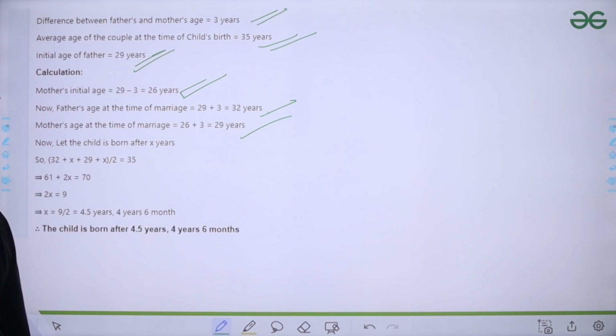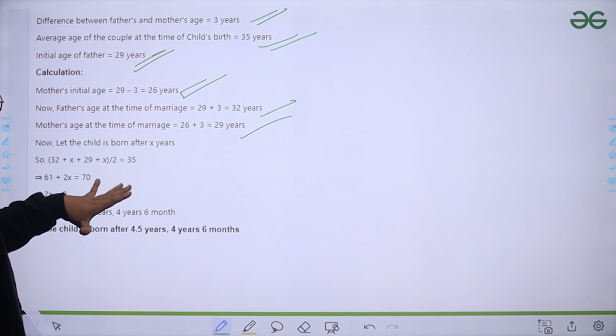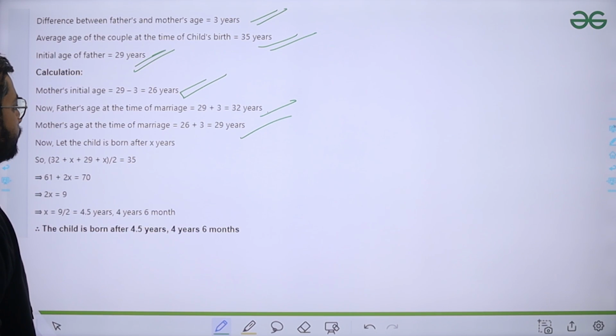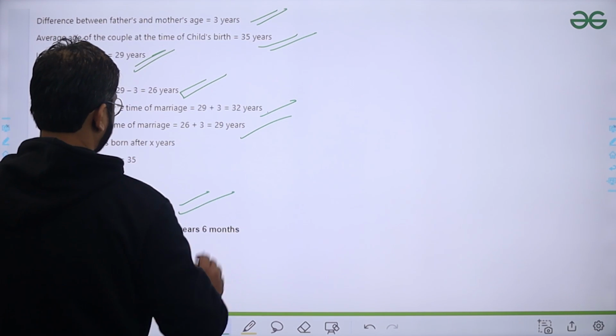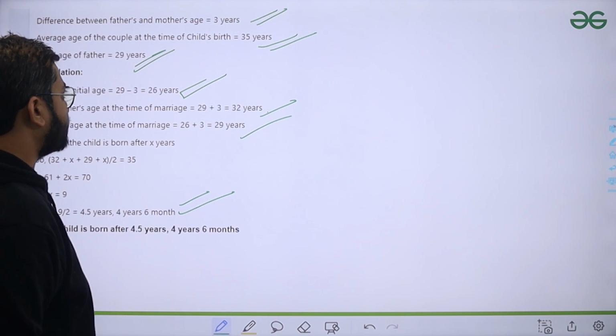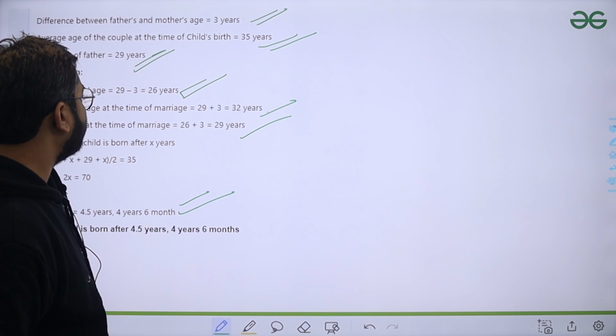ठीक है, एंड 32 प्लस 29 प्लस एक्स जो है, इसका जो अगर हम लोग एवरेज निकालते हैं तो ये वैल्यू दे रखी है 35. सो एक्स वैल्यू इज इक्वल टू व्हाट, 4/5. दैट इज द 4 years and 6 months. सिंपल इक्वेशन था, ज्यादा डिफिकल्ट क्वेश्चन था ही नहीं.